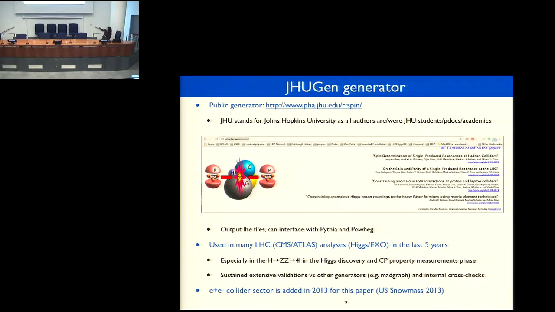This is a very flexible, small-scale Monte Carlo, nothing to the extent of, say, MadGraph or Sherpa. It's really a small-scale production, mainly developed by people who used to work at Johns Hopkins University. As a side note, this generator was specialized for looking into spin and CP quantities of resonances, no matter which mass, but mainly focusing on a resonance to two vector bosons.